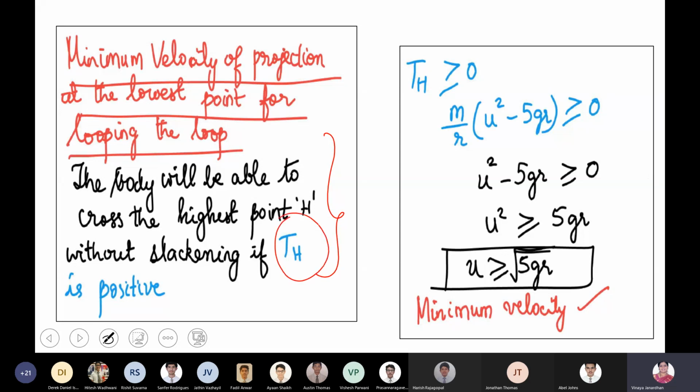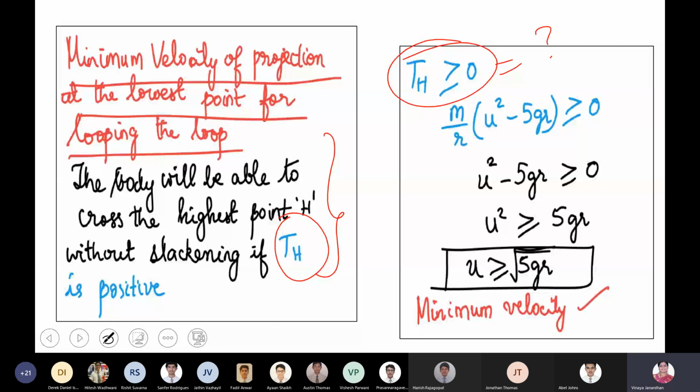For that, your TH should be positive. This is the condition: the tension along the string at the highest point should be positive. It can be positive only when the value is greater than or equal to 0. What have we found for TH, boys? TH is m by r into u squared minus 5gr. So that should be greater than or equal to 0.